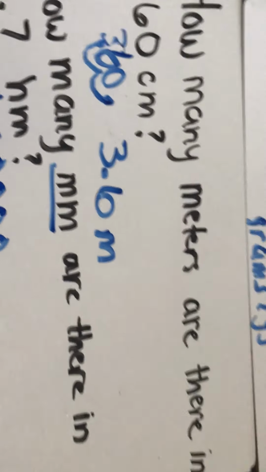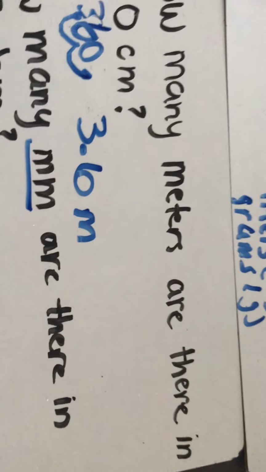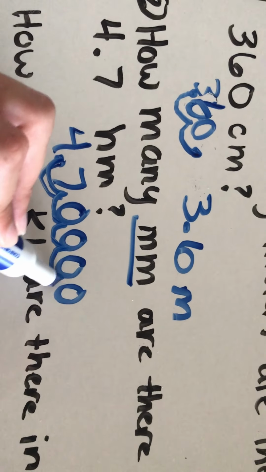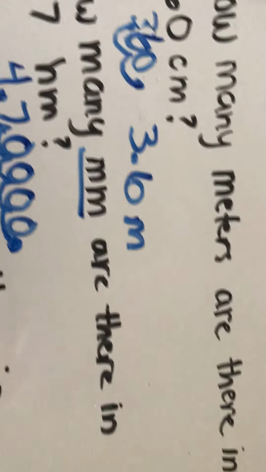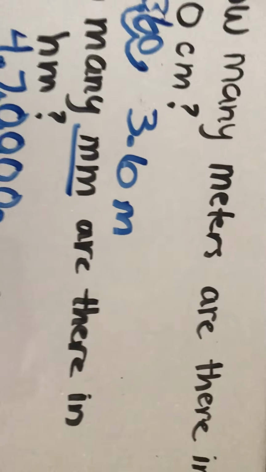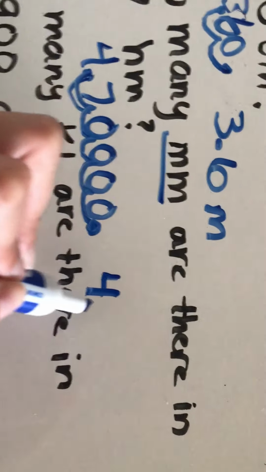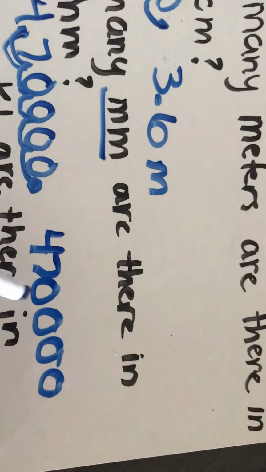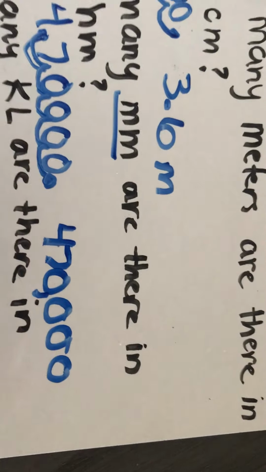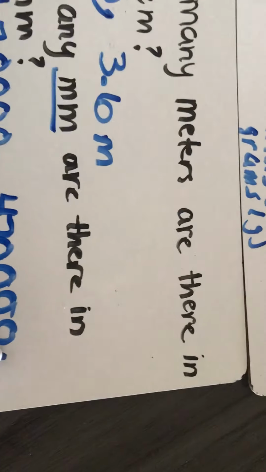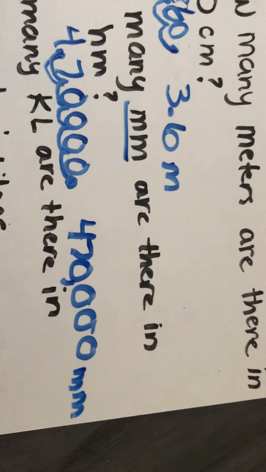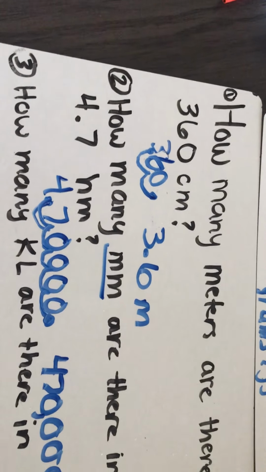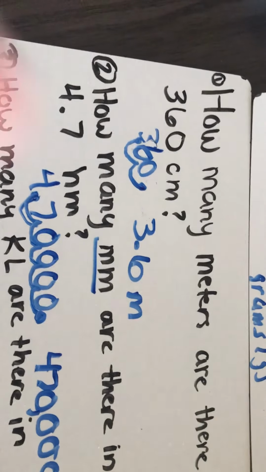Okay, so remember 5 spots to the right. So I'm going to go 1, 2, 3, 4, 5. Wow, that was a perfect amount of zeros. Okay, and I'm just going to rewrite my number: 4, 7, and 4 zeros. My comma goes here, and the unit is now millimeters. So there are 470,000 millimeters in 4 7/10 hectometers.